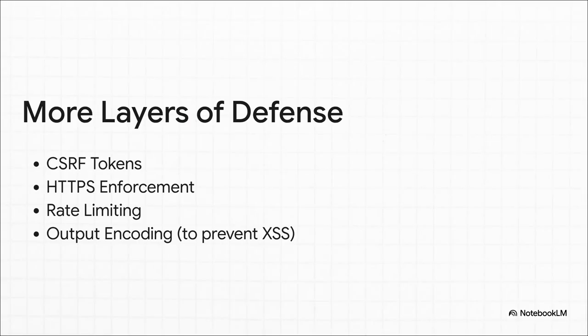For true defense in depth, we've got to add more layers. For instance, we'd add CSRF tokens. You can think of these as a secret handshake between your browser and the website for every single request. It prevents a malicious site from tricking you into doing things you didn't mean to do. We'd also enforce HTTPS to encrypt all the data as it travels, and add rate limiting to stop bots from just guessing passwords over and over. Every layer makes that fortress stronger.